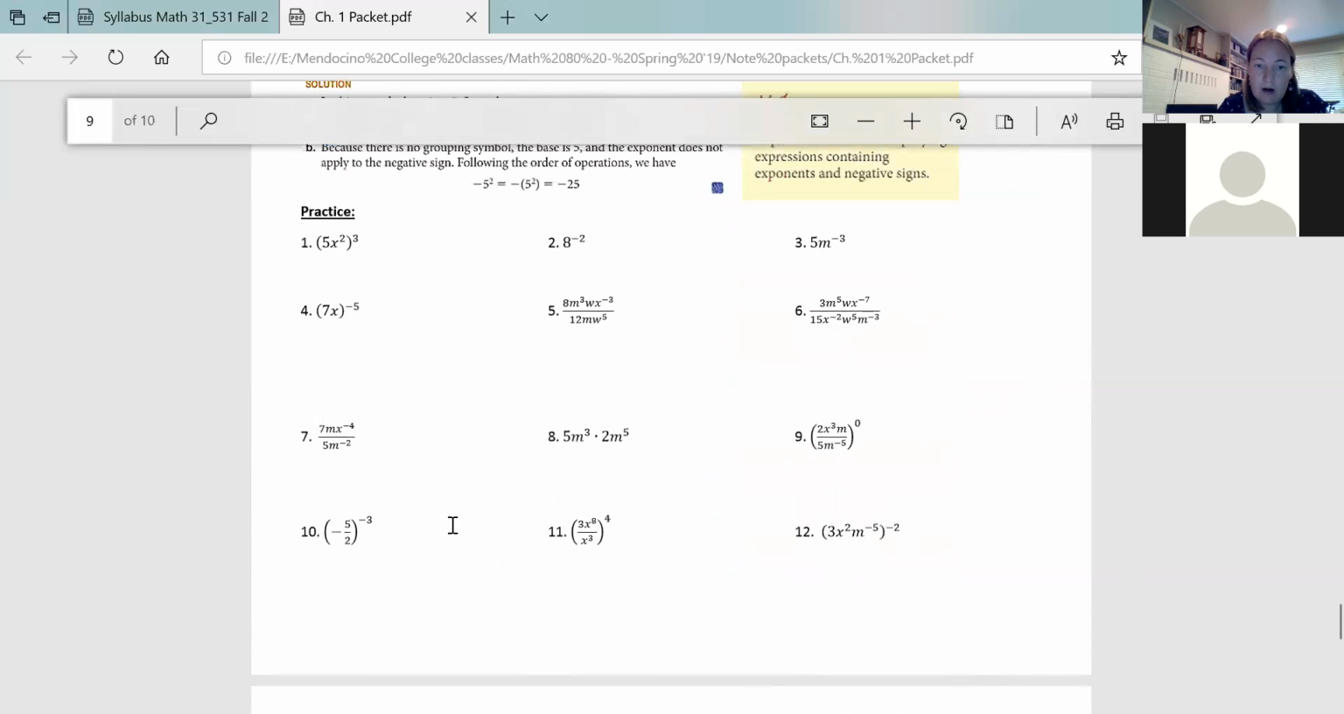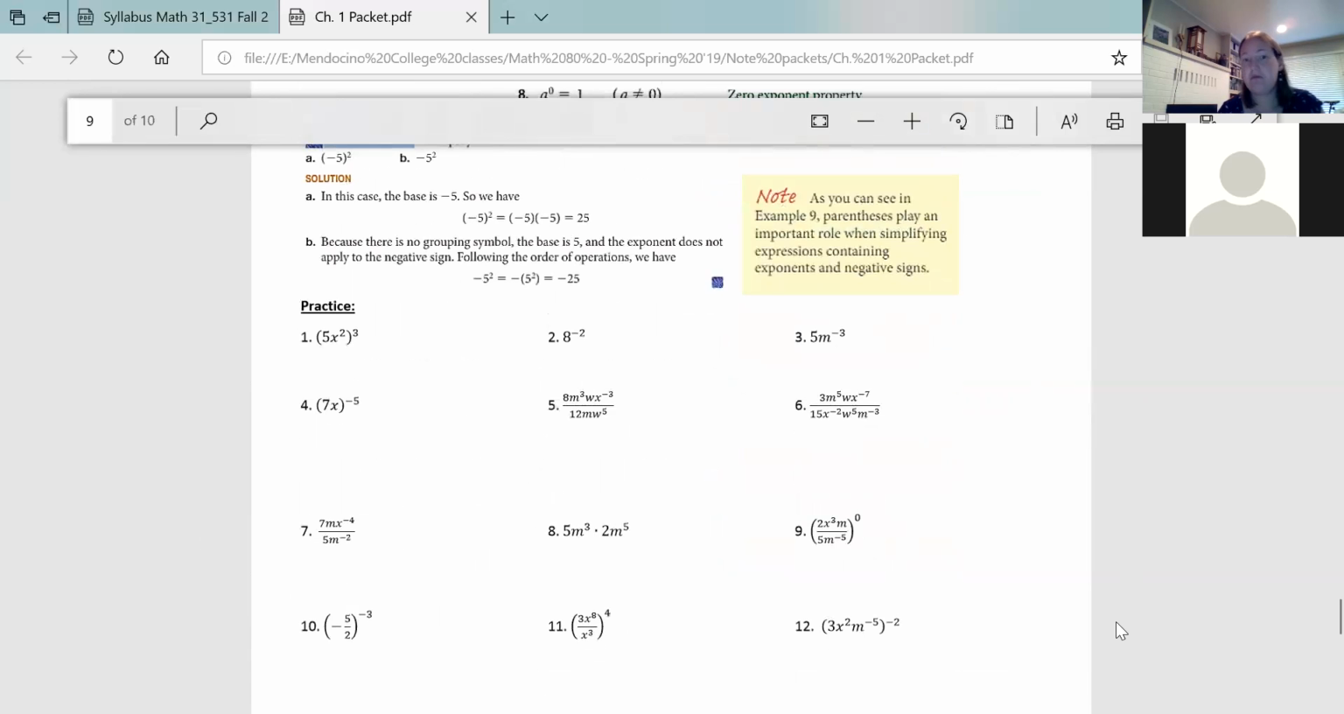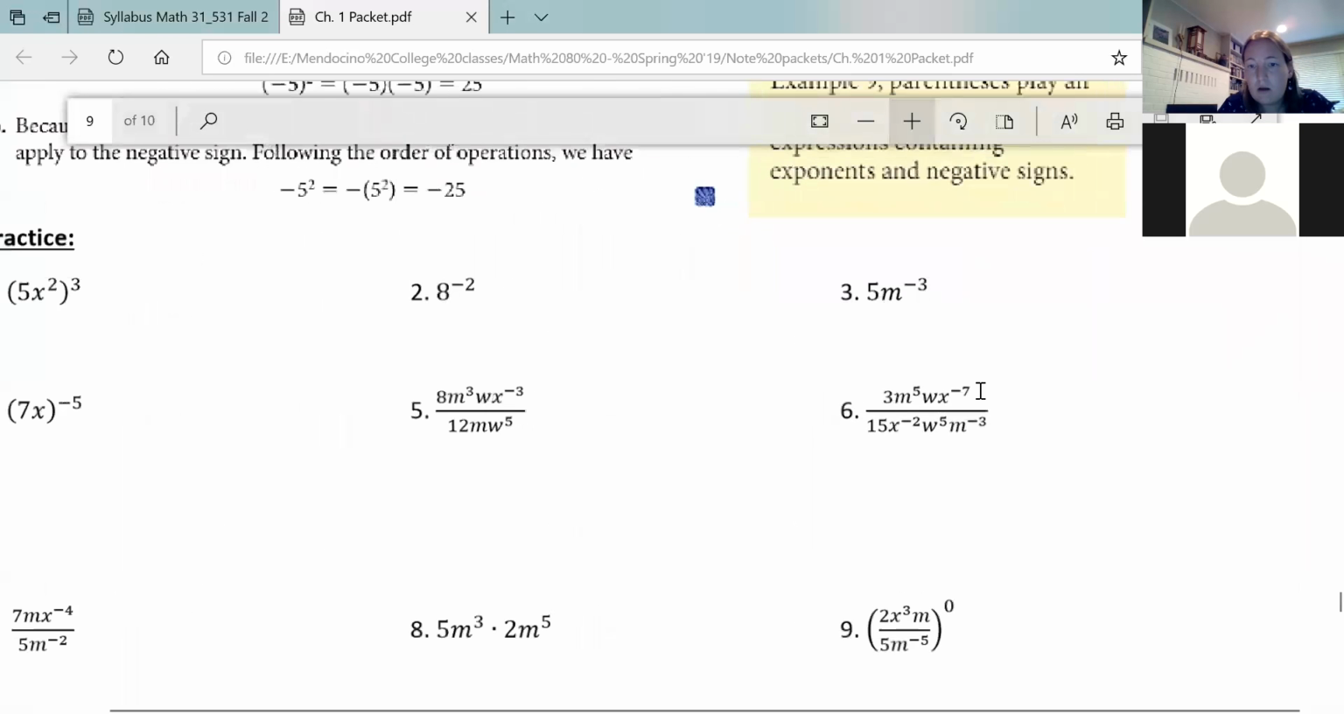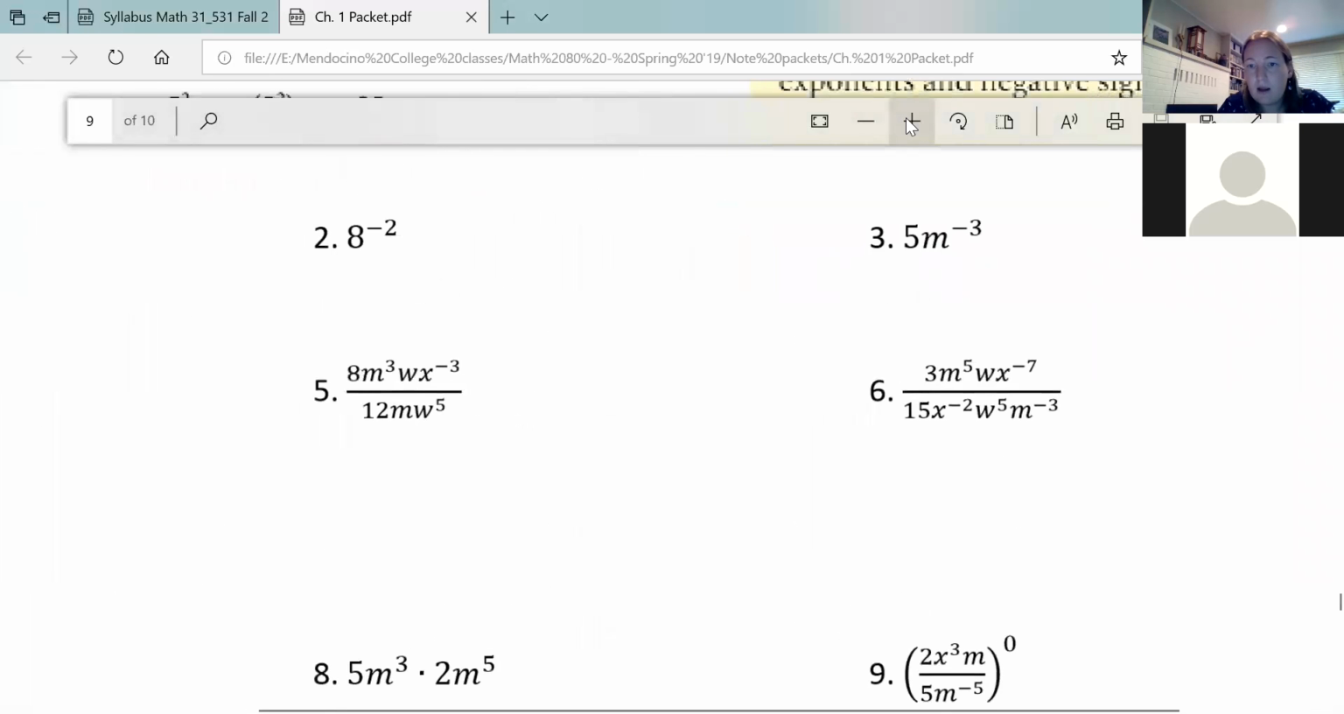And here are more. These are problems that are very typical for testing exponents. There's some that are very straightforward, and then there's some that are a little more involved, particularly negative exponents. So if you had a problem like number 6, let me see if I can zoom into 6 a bit more and get this out of the way. Here we go. That way I can maybe write on it.